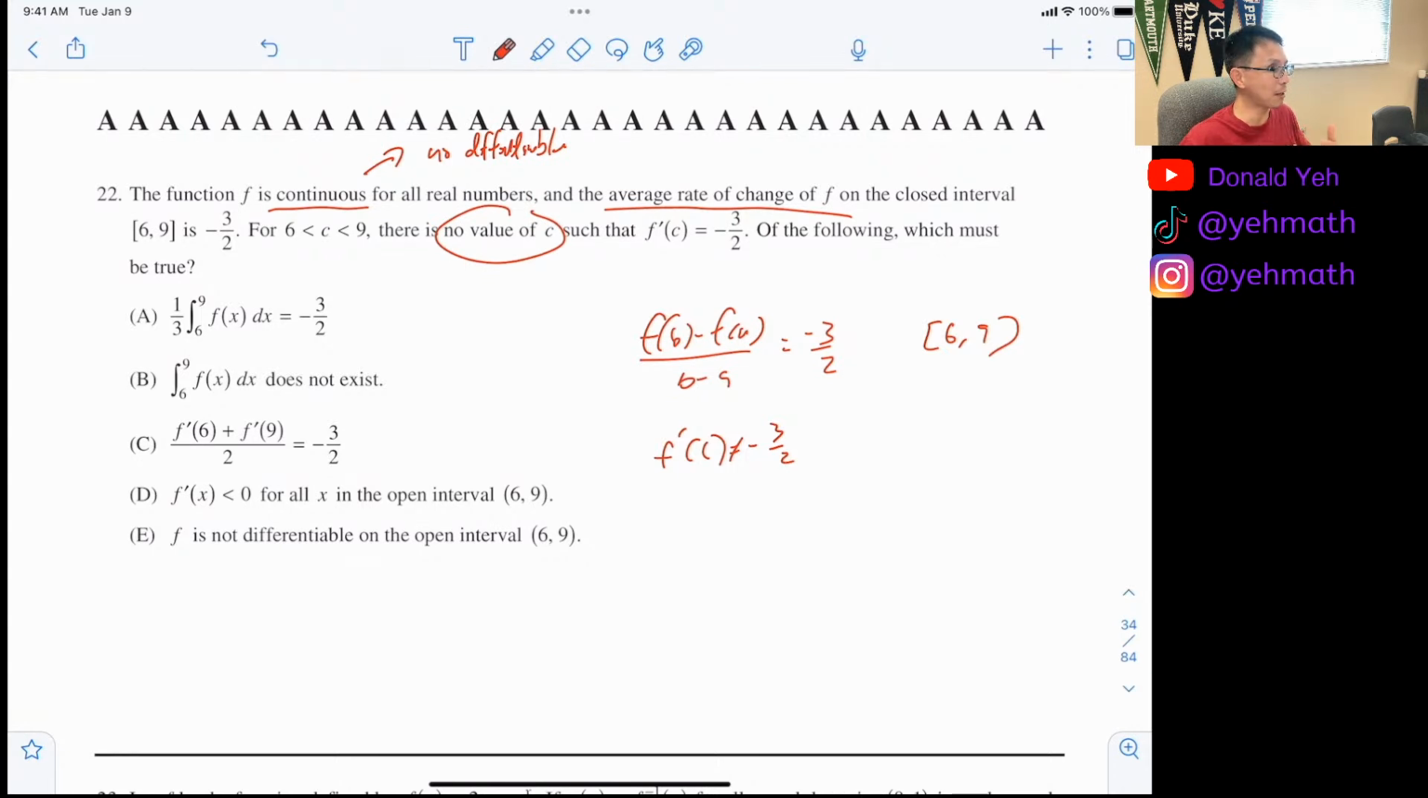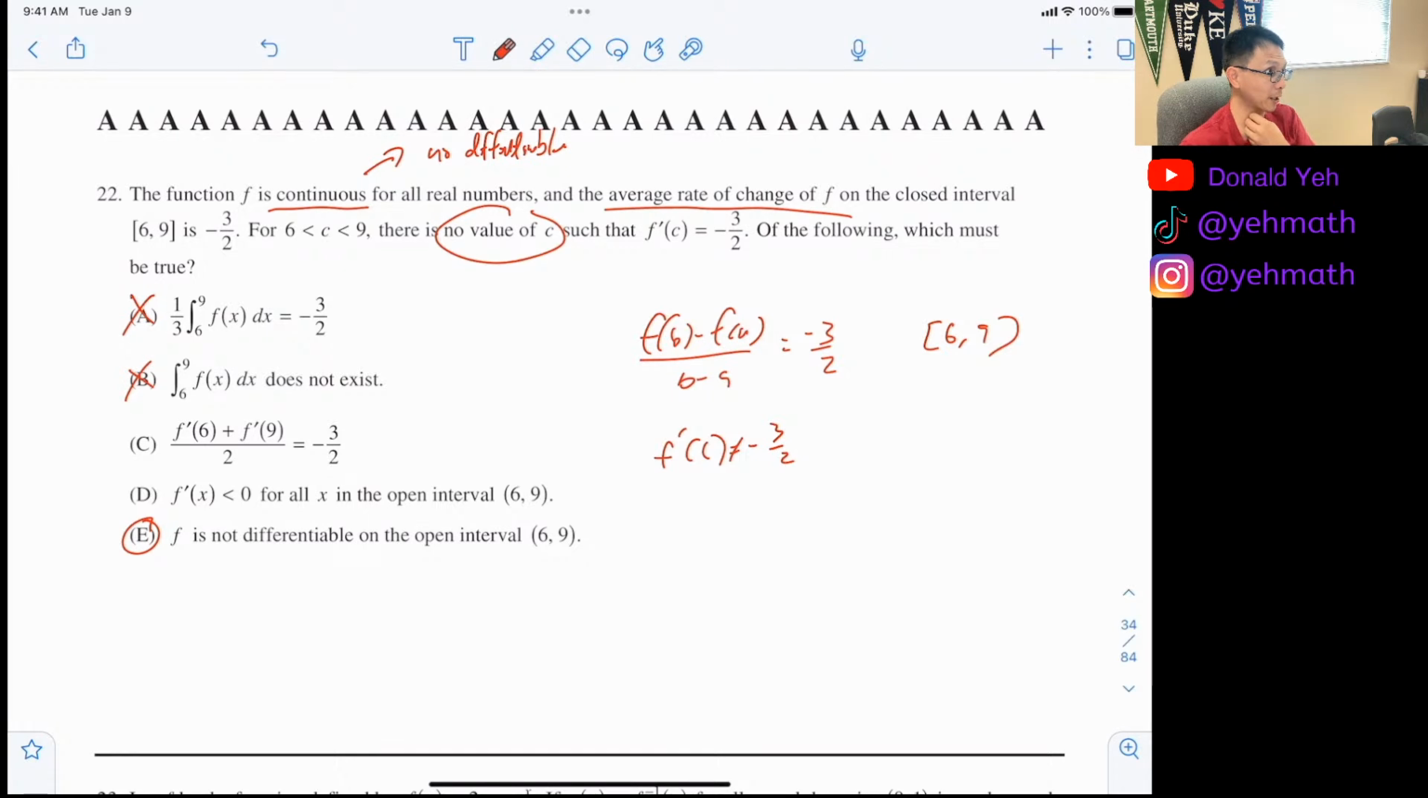But why is the mean value theorem not applied? One reason could be it's not continuous, but they say the function is continuous. The second reason is it's not differentiable. So E is the only choice. It's not differentiable. It's not A because that's average value. Don't get confused between average value and average rate of change. Average value means the integral, integration from 6 to 9. They never say that if it's continuous it's differentiable, but it's integrable, so it does exist.